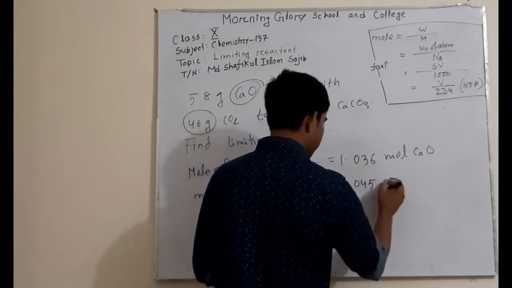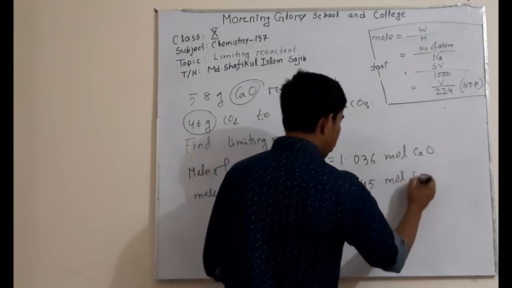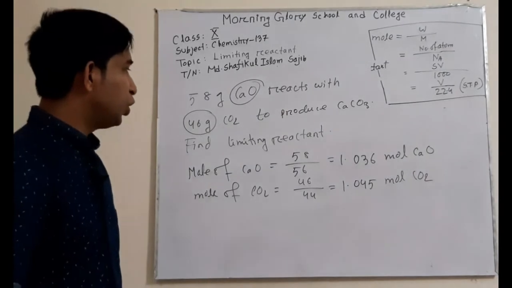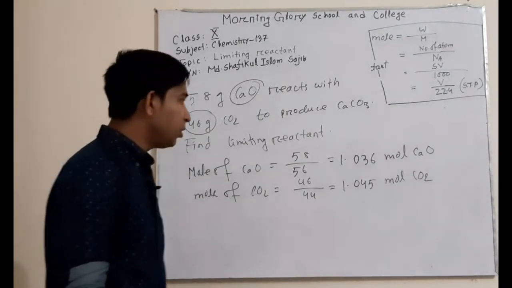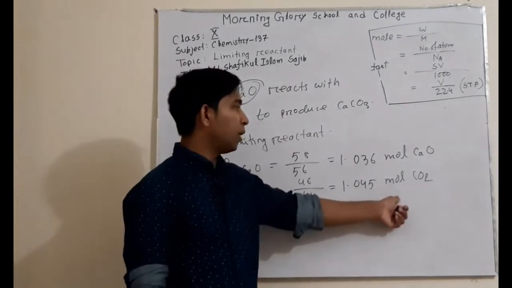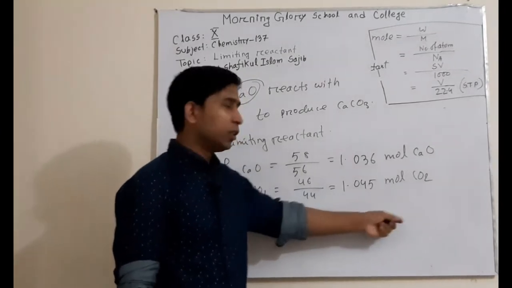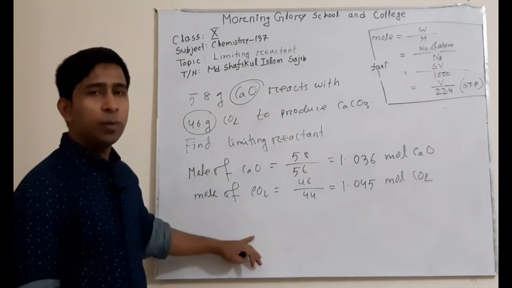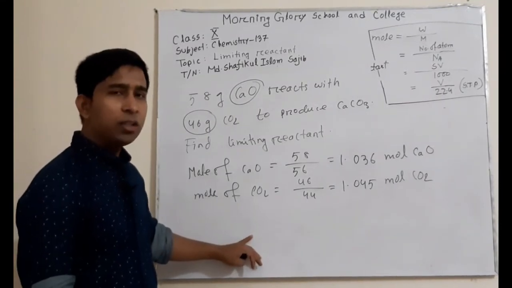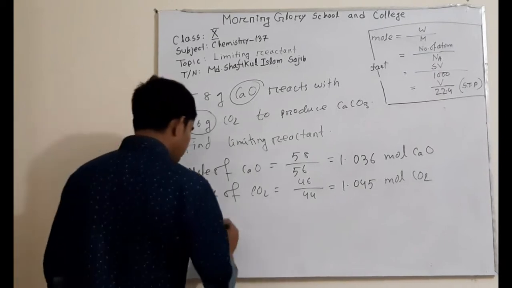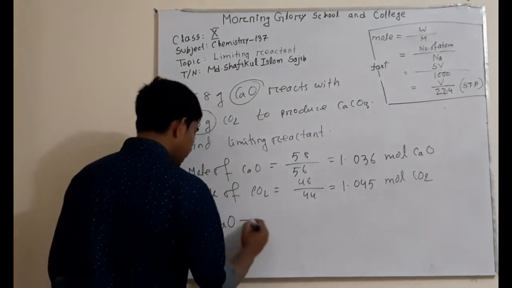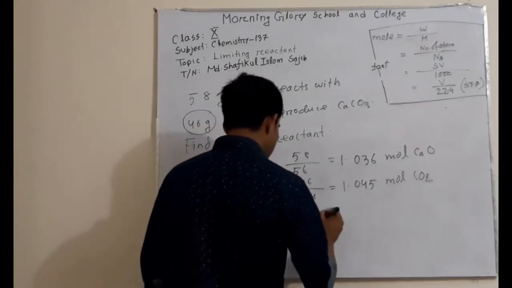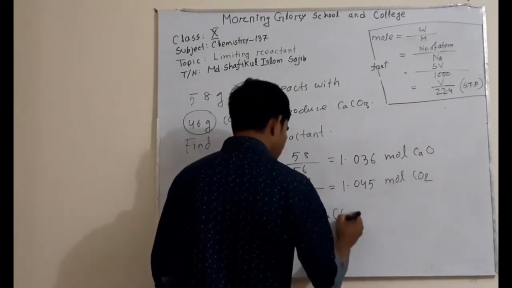1.045 mole of carbon dioxide. So 1.036 mole calcium oxide and 1.045 mole carbon dioxide is provided here. So this is our first step. And second step, we will write down the balanced chemical reaction between calcium oxide and carbon dioxide. Here calcium oxide reacts with carbon dioxide under some conditions, and we get calcium carbonate.